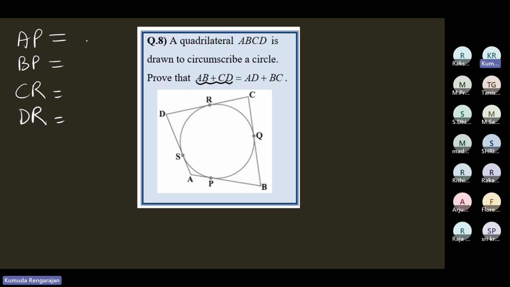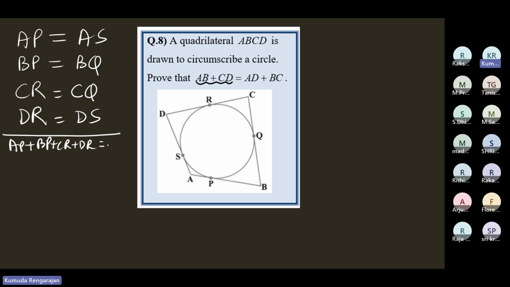So AP is equal to, don't write AP is equal to BP. AP is equal to what? AS. BP is equal to? BQ. Then? CQ. Then? DS. On adding, what will you get? AP plus BP plus CR plus DR is equal to AS plus BQ plus CQ plus DS.